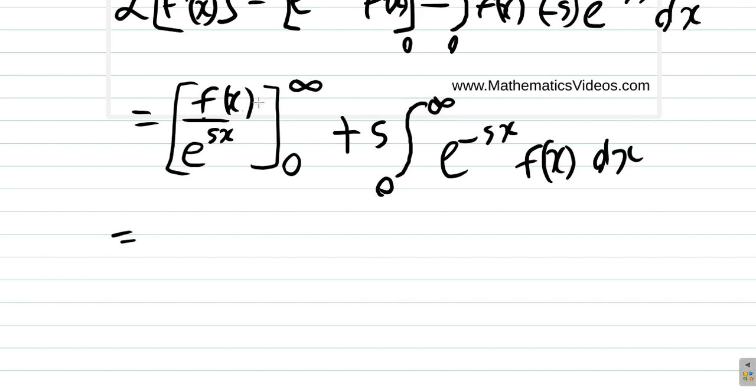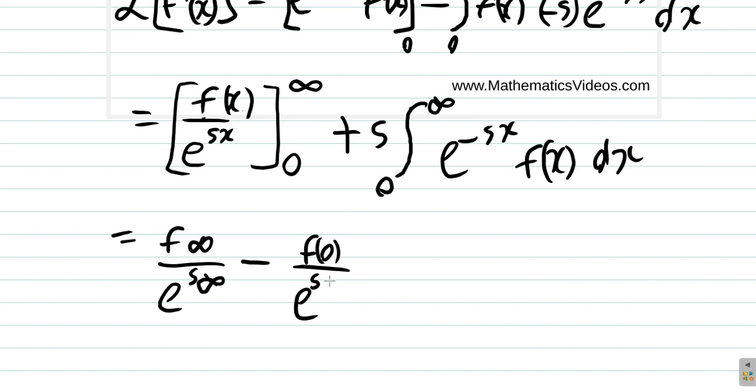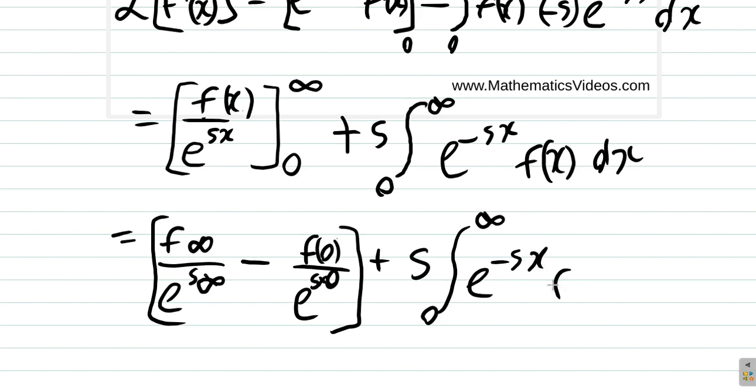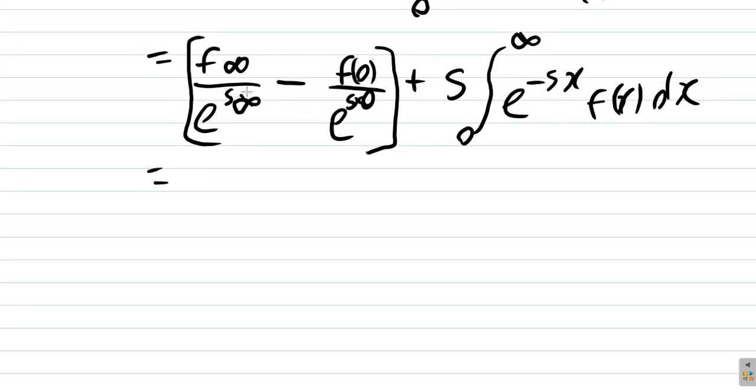All right, so here now, let's substitute the values in this part. This is f of infinity over e to the s times infinity, minus, substitute the 0 now, f of 0 over e to the s times 0, plus s times the integral from 0 to infinity of e to the negative sx f of x dx. Now what does this part give us? e to the infinity. That's an infinitely large number. Any value divided by that is 0. So it's 0 minus f of 0, whatever it is, over e to the 0, which is 1.